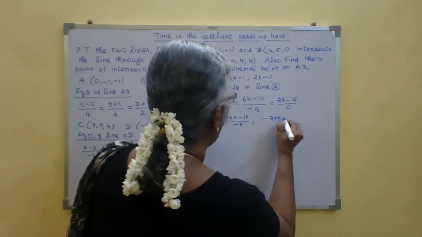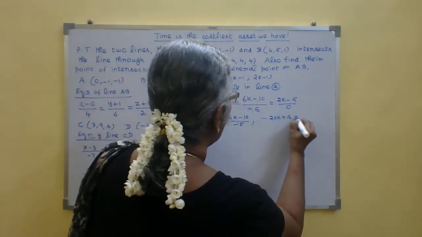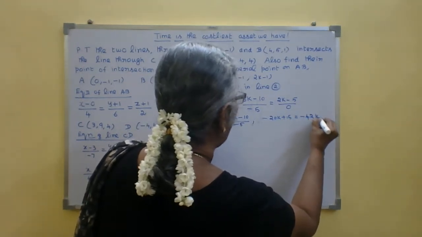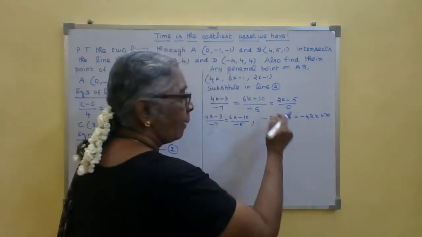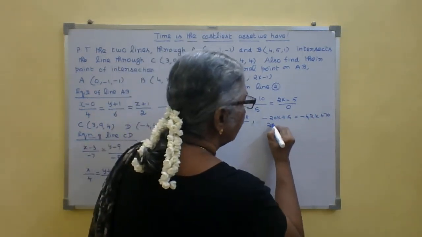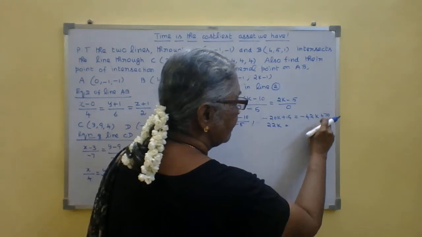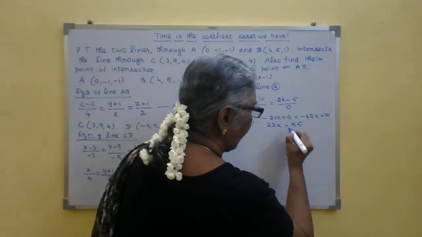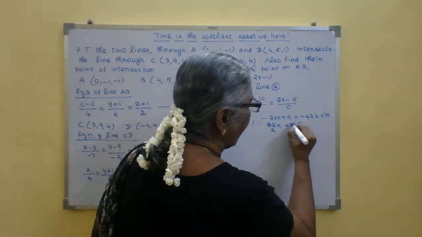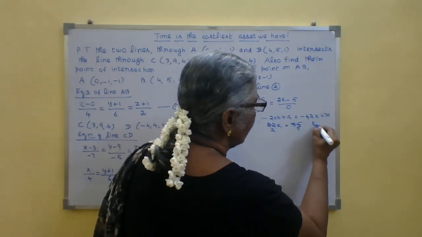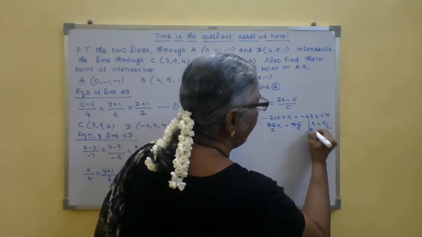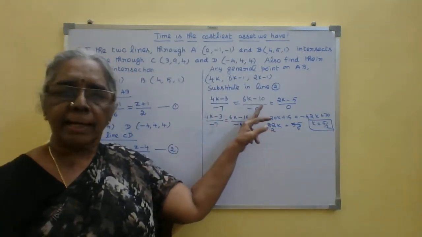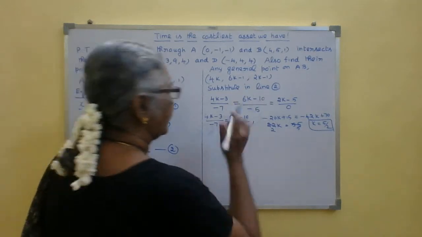What will I get now? Minus 20k plus 15, that will be equal to minus 42k plus 70. Bring the k here. I will get 22k, that is equal to 70 minus 15, that will be 55. By 11 this will go 2 times, this will go 5 times. So the k will be equal to 5 by 2. So this is what I get when I take this and this, right?